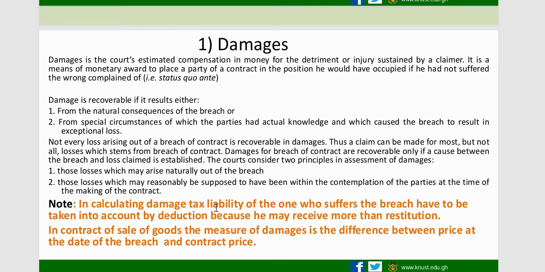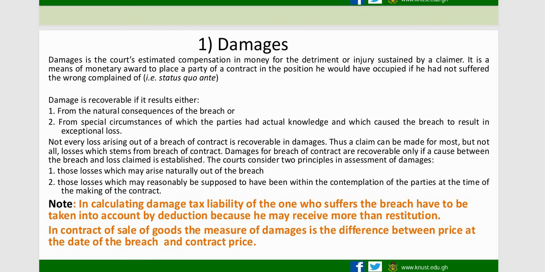All right. Then it says, note, in calculating damages, the tax liability of the one who suffers the breach has to be taken into account by deduction because he may receive more than restitution, right? In a contract of sale of goods, the measure of damages is the difference between the price at the date of the breach and the contract price. Yes, that is what I said. So it is the price difference between the market price and the contract price. You have to compensate that person between those two prices. I hope you get it.